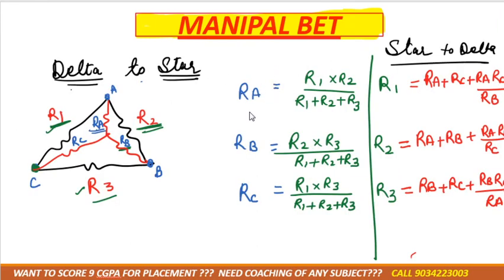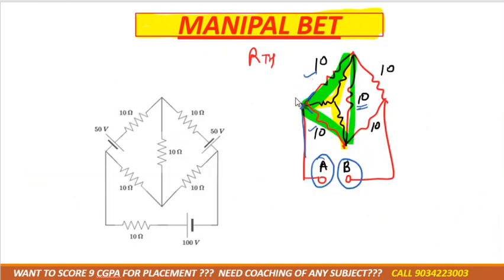Delta to star. R is connected between R1 and R2, so back to this value is connected. All the resistances are 10 ohm, so all the values of star would be the same. That would be 10 into 10 divided by 10 plus 10 plus 10. Yes or no? So that would be 100 divided by 30, 10 by 3. All the values are 10 by 3.